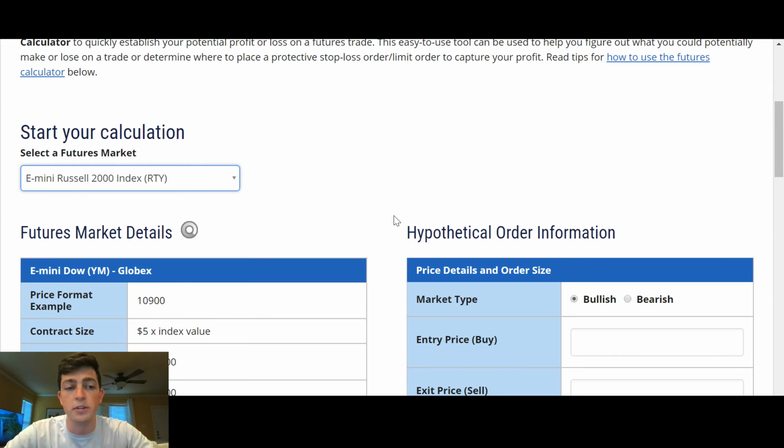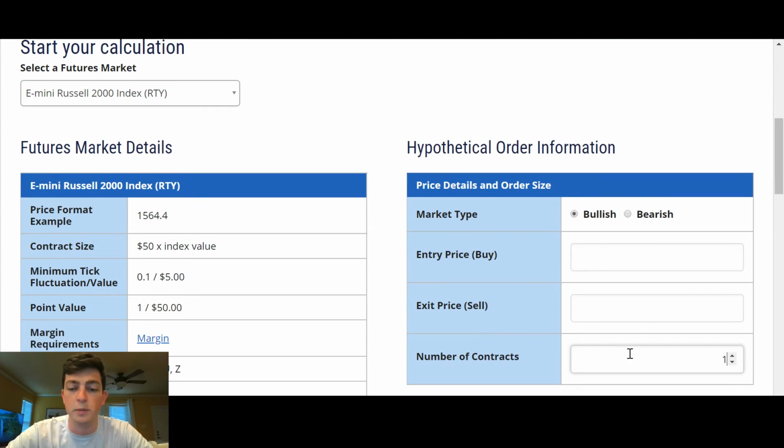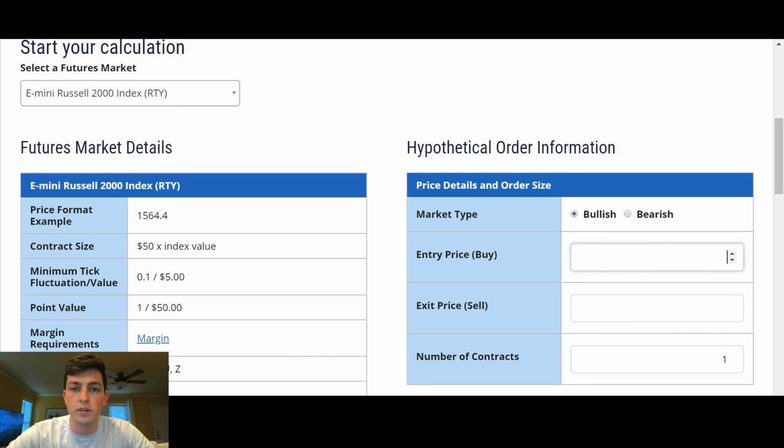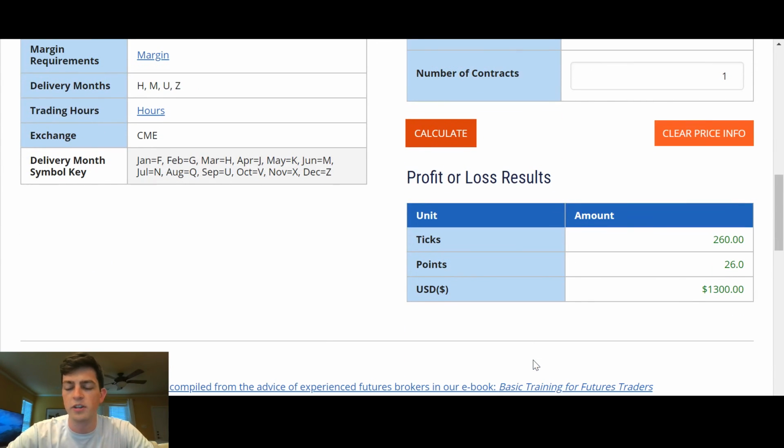I never personally really trade the Rusty, so this will be good for me to see if it's worth trading or not, right? So 26, so we're going to do 1, 7, calculate, 1300. So the Rusty's not as good. I'm not going to say trash, but it's just not as good as any of the other ones. So from what we just did, we can see that from least to greatest, it's the Rusty, it's Crude, it's the YM, it's the ES, and then it's the NASDAQ.